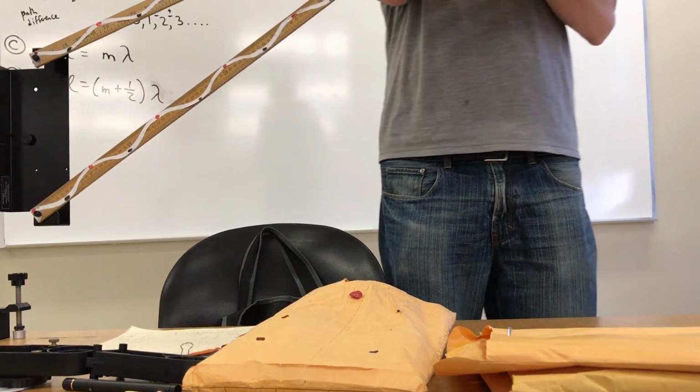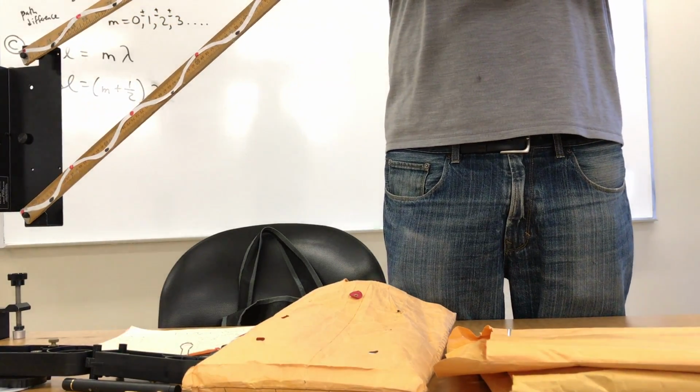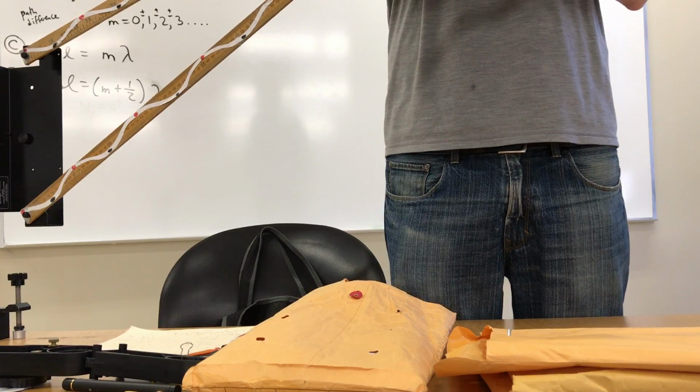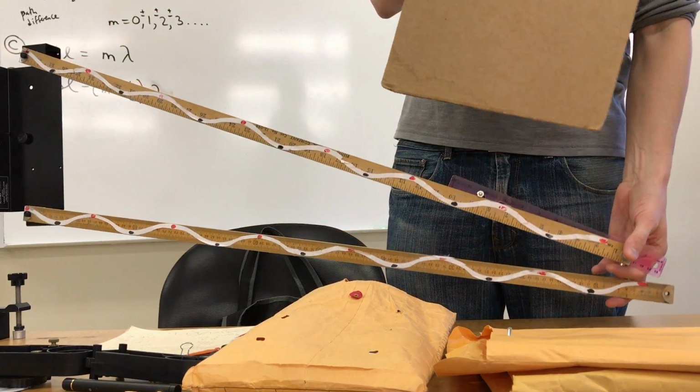So now we have that red lines up with red again, so we get a constructive. Now they're offset by a full wavelength. So hopefully you see where I'm going with this. They're just going to alternate, right?